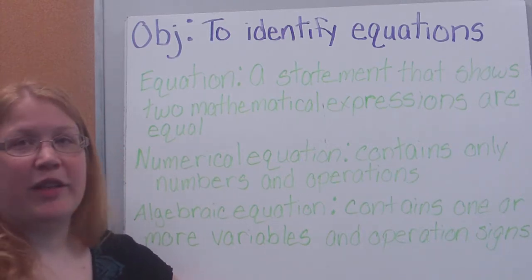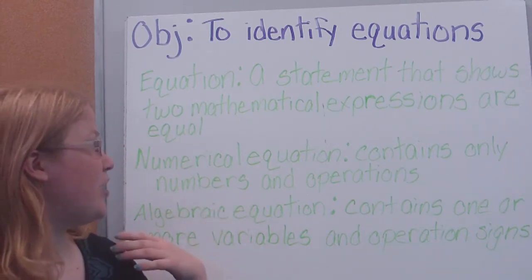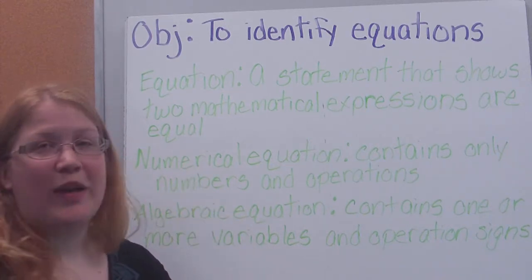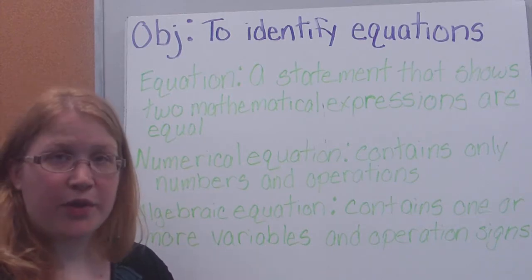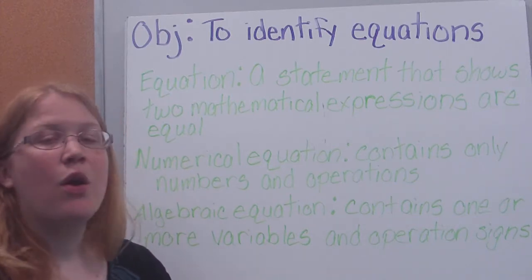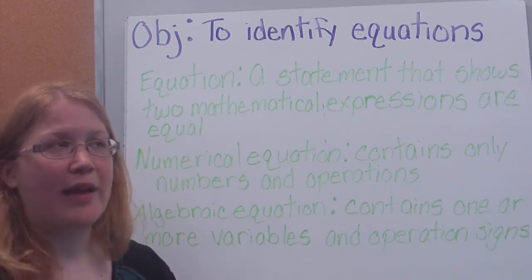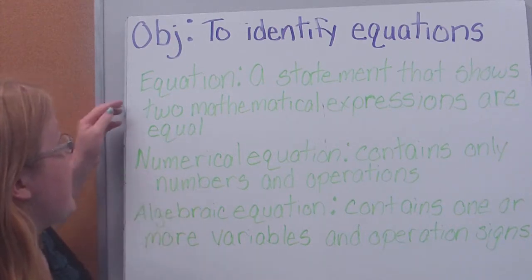So again, same way with expressions, we can have either a numerical equation or an algebraic equation, and it basically means the same thing. A numerical equation contains only the numbers along with the operating signs, whereas the algebraic equation can contain one or more variables as well as numbers and our signs.